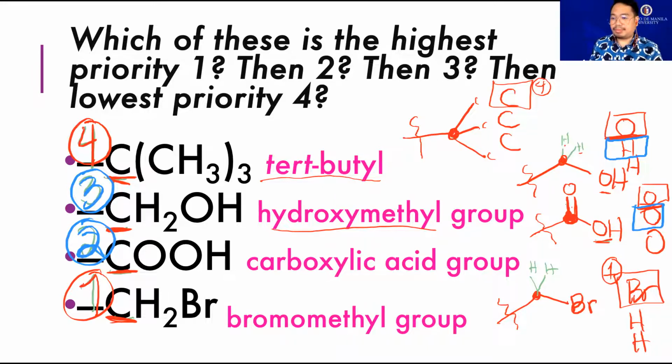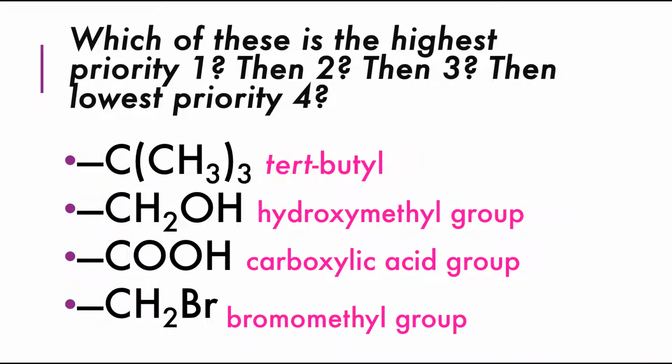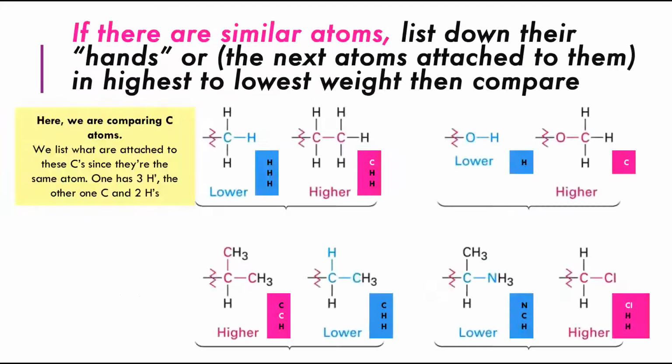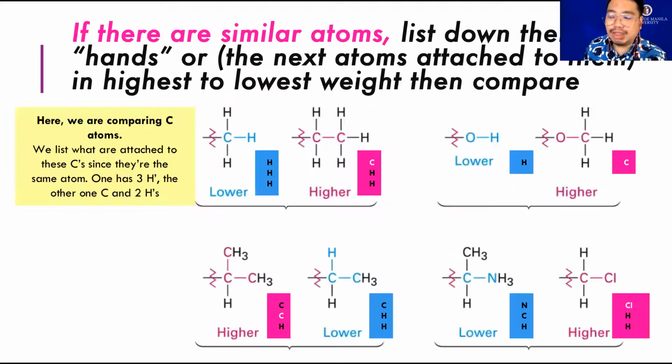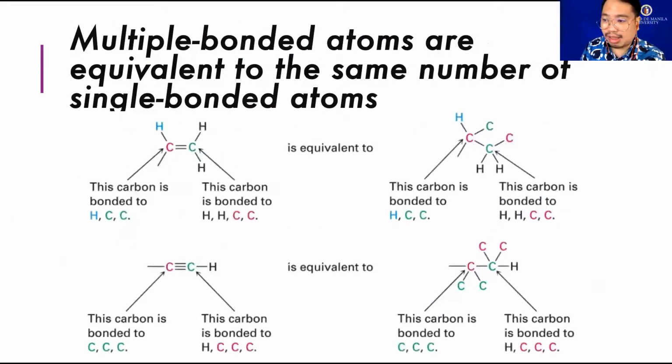Gets? Yes, sir. Sabine, you have a question? Yes, sir. Sir, why can't the bromomethyl group start with HHBr? Because of the convention. Again, these are artificial rules by these scientists. We follow it. Part of the rule is to list down the hands from highest to lowest priority. Para consistent yung analysis of all structures. We have to follow these rules strictly. Is that clear? Yes, sir.